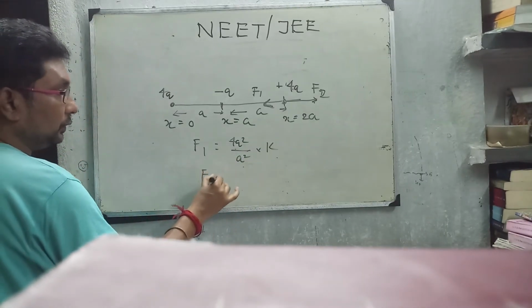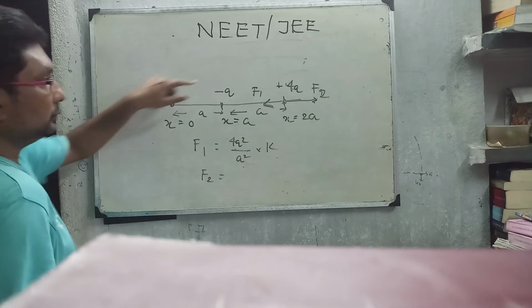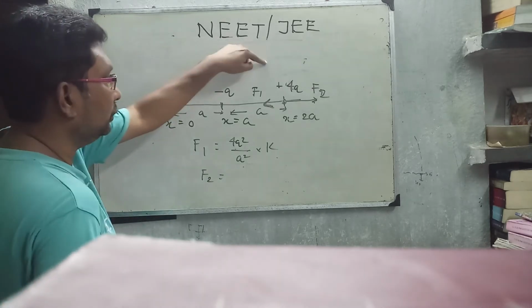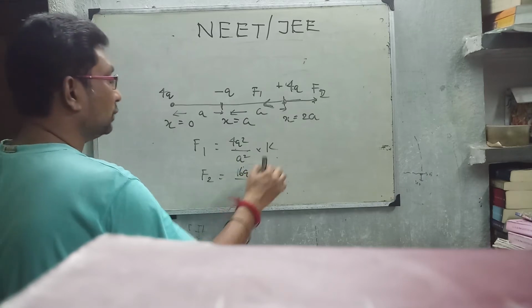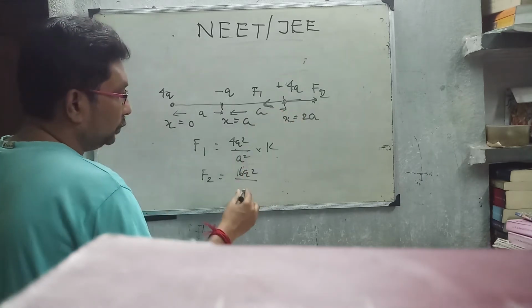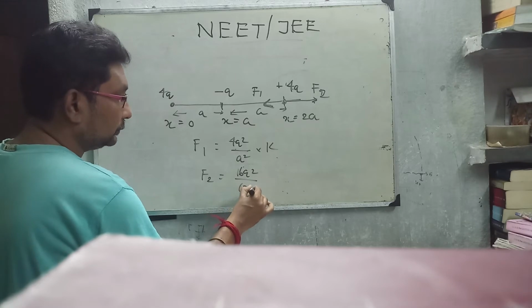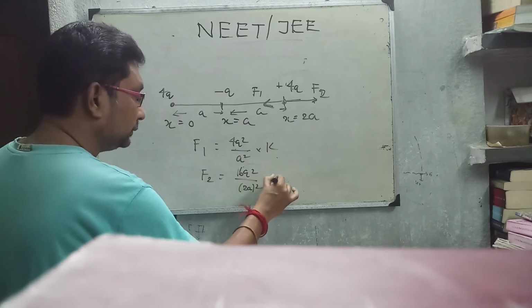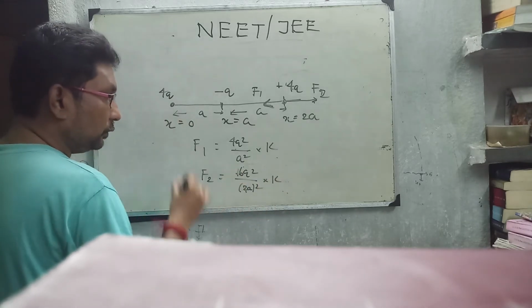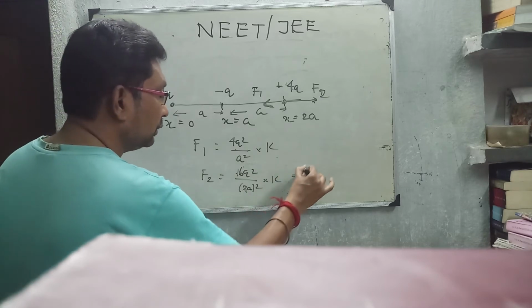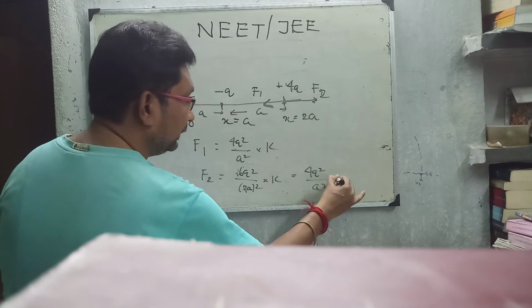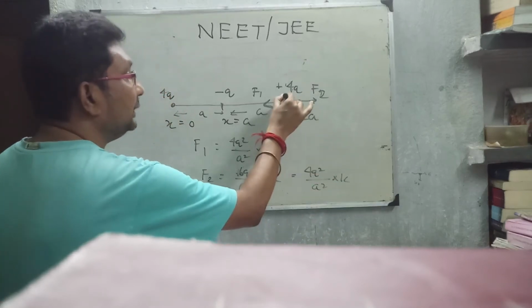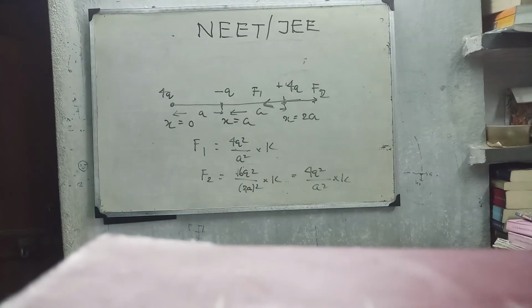F2 equal to 4q into 4q, 16 q square by distance square, from here to here, this is 2a whole square, into k. There is a 4, cancel with 16, that is 4 q square by a square into k. That means this 4q charge is in equilibrium.